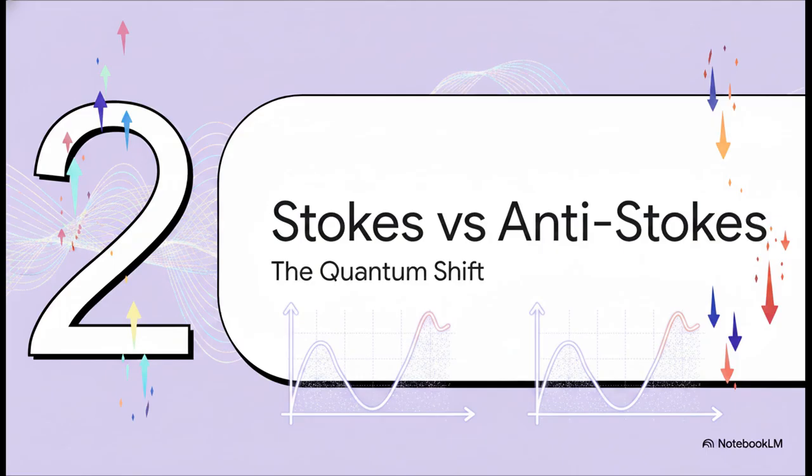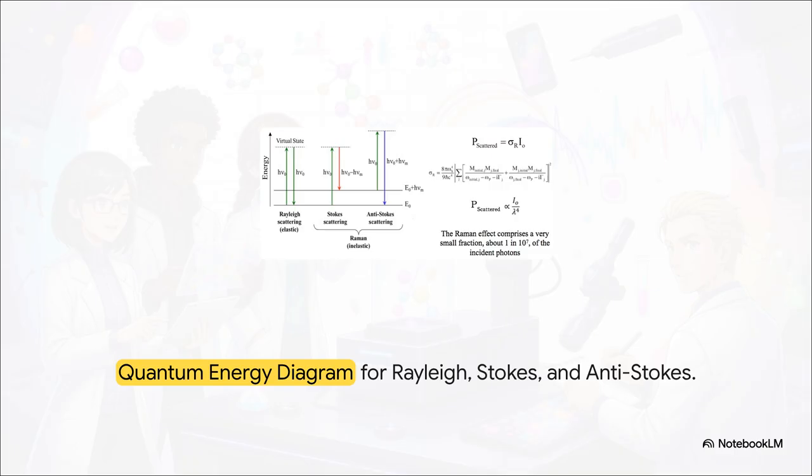Moving on to Section 2. Stokes versus Anti-Stokes, the quantum shift. Let's break down how this microscopic interaction builds into measurable energy shifts. So when the incident laser light hits the molecule, an electron gets promoted to a temporary, highly unstable virtual state. It absolutely cannot stay there, so it immediately drops back down. Now, in regular Rayleigh scattering, it drops back to the exact same ground state it started from, meaning zero energy change. But in Raman scattering, it drops back down to a totally different vibrational energy level. The difference between the incident energy and this new scattered energy is what we call the Raman shift.